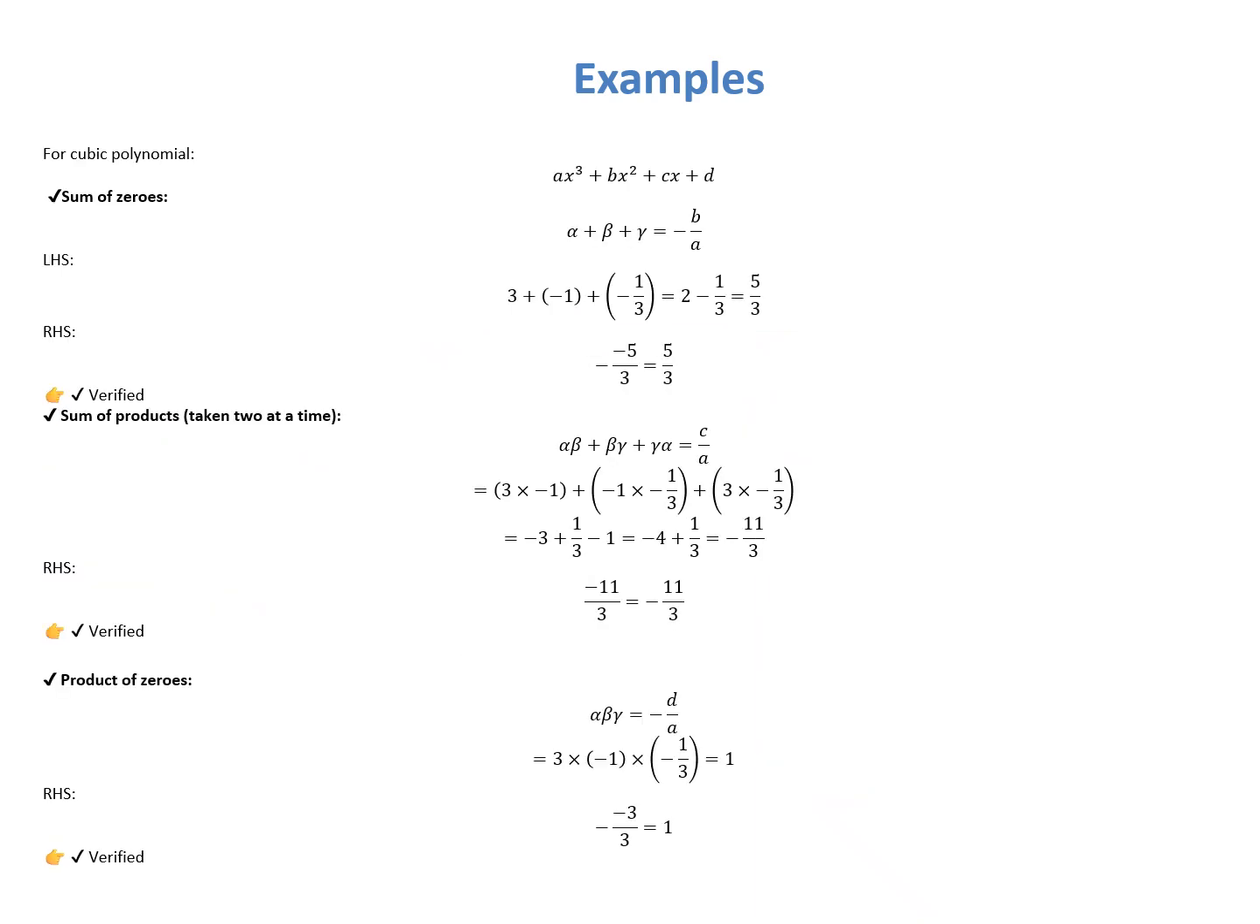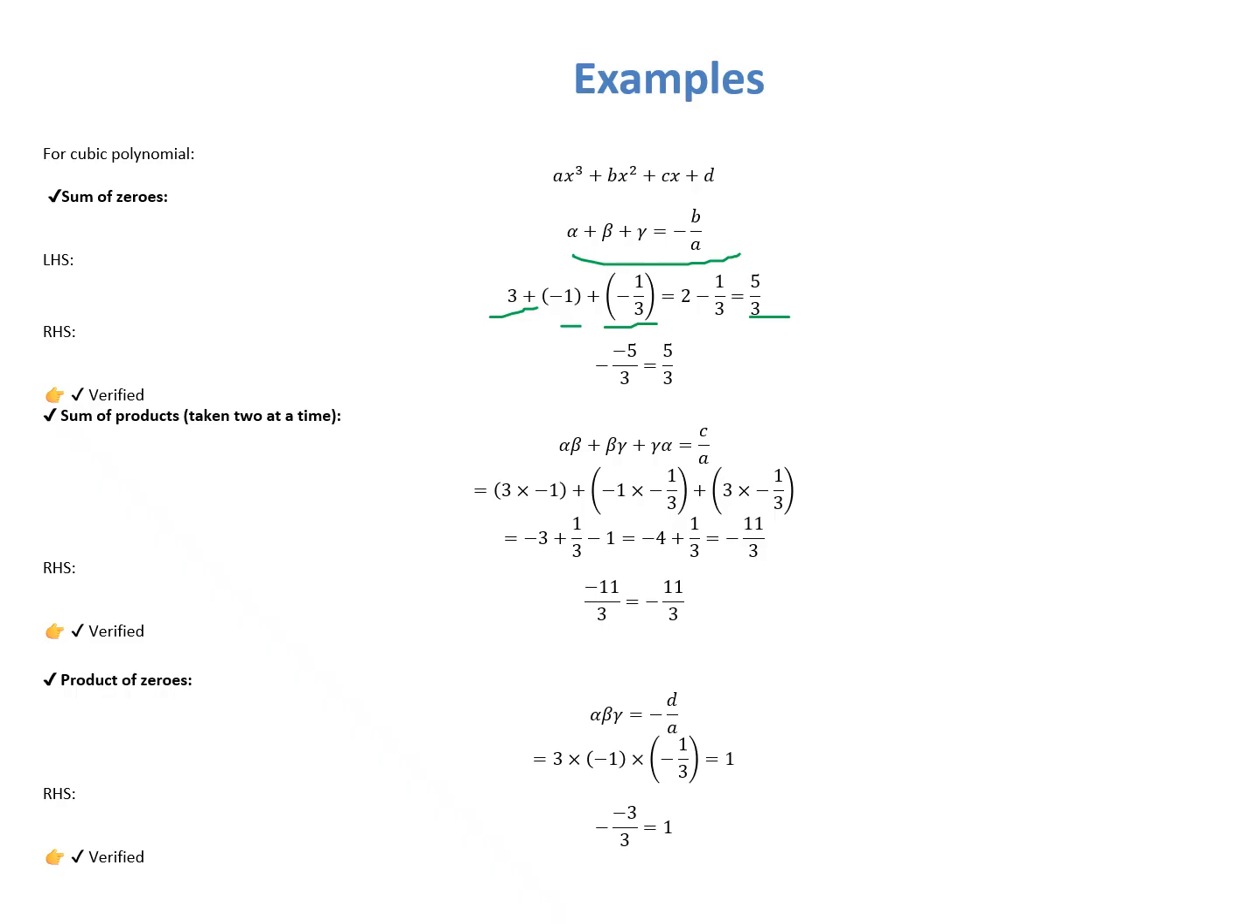Okay. So in the previous slide, we verified the three zeros for a cubic polynomial. Now we are going to verify the relationship with the coefficients as well. So we know that the sum of the zeros for a cubic polynomial is alpha plus beta plus gamma, which is minus b by a. So first, we'll do the sum of the three zeros: 3 plus minus 1 plus minus 1 by 3. We got the value 5 by 3.